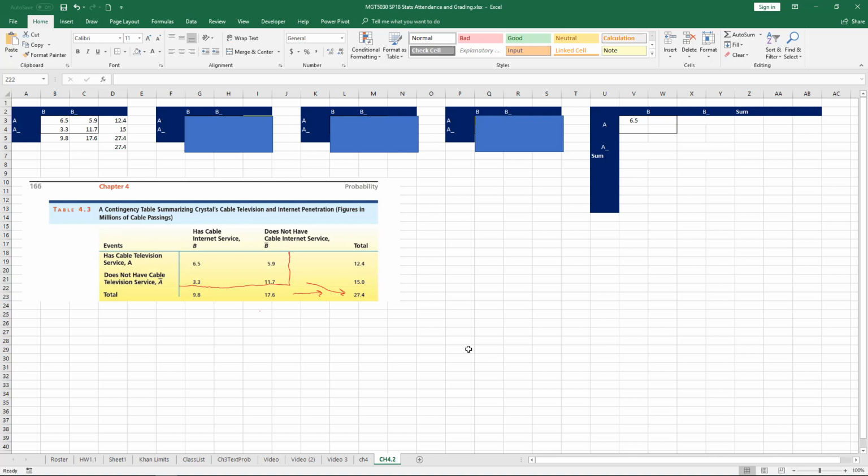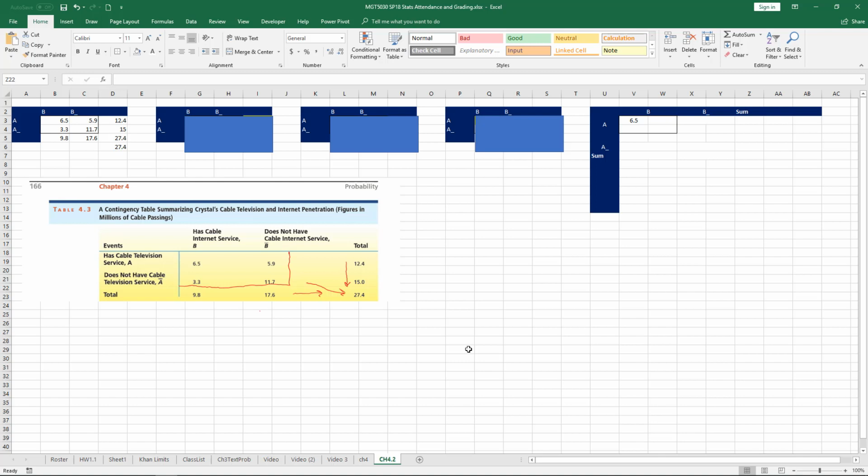And if we add up the number of customers that have TV service and the number of customers that do not have TV service, that all adds up to 27.4. Those are three checks that you want to make so that your data has integrity, it's complete, and there's no mistakes in there.